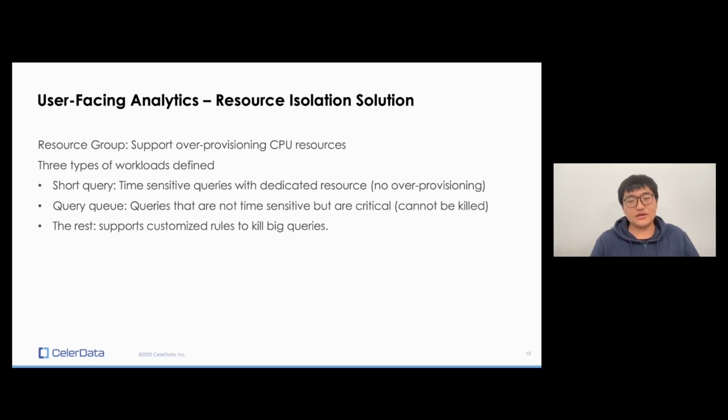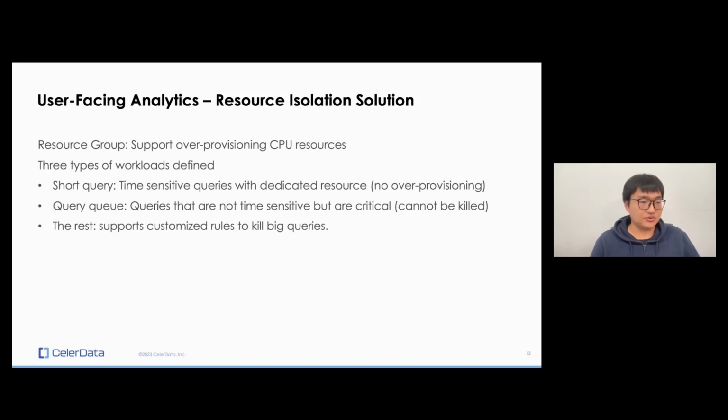With ours, there are three kinds of workloads that you can define, and it's very suitable for this. The first type is what we call the short query. Those are time sensitive queries, with dedicated resources, so these cannot be over-provisioned by other tasks. Those are time sensitive, and we want them to run really fast and fail really fast. So if it runs for more than a number you define, it can be automatically killed, because in a lot of use cases it's probably not useful anymore.